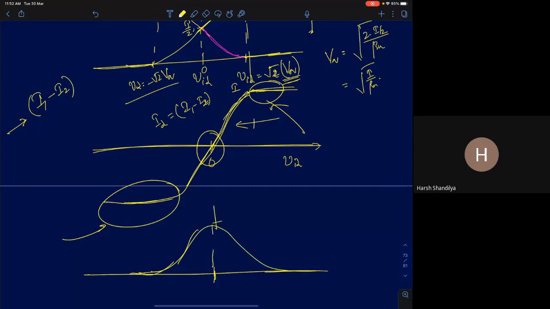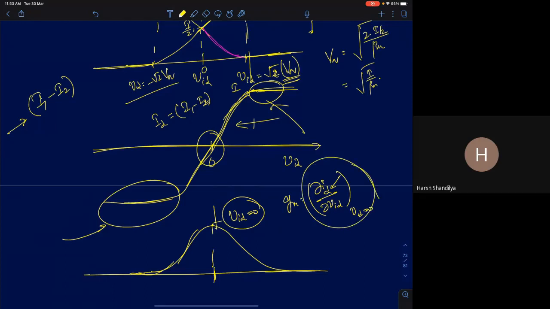So at the origin, when VID, your differential input, is 0, you will have maximum transconductance. The differential transconductance will be maximum at this point. And this Gm is given by dou ID upon dou VID, the differential current divided by the differential input. The maximum value will occur at VID equals 0. This is the graph you will be seeing in your labs as well. So you will see differential current and the differential transconductance.